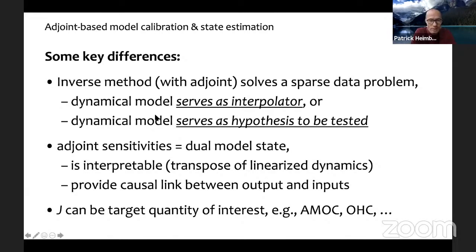The adjoint sensitivities, or the dual model state, are actually interpretable. They provide a causal link between outputs and inputs that makes this very powerful. In the context of the discussion of interpretable machine learning, we have an inherently interpretable way of going about this estimation problem. It's very transparent because it's naturally tied to the linearized dynamics of the model.